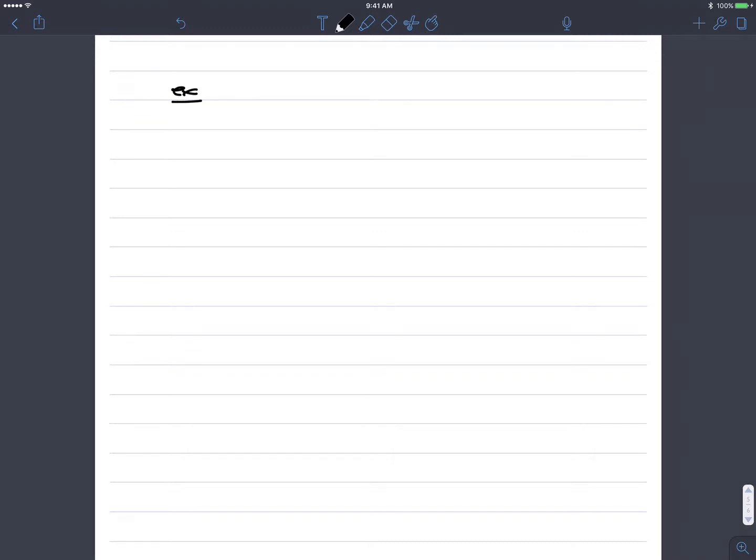Maybe you guys know. How about this? Anybody know what this is? y equals x squared.